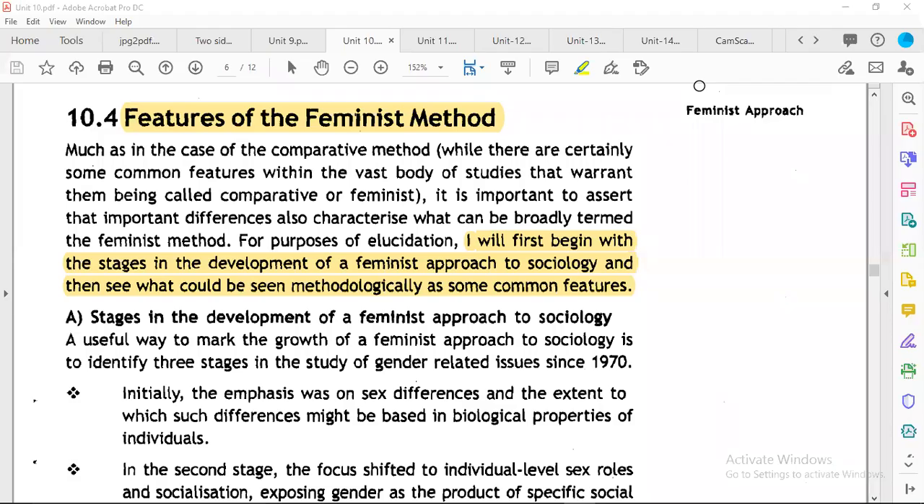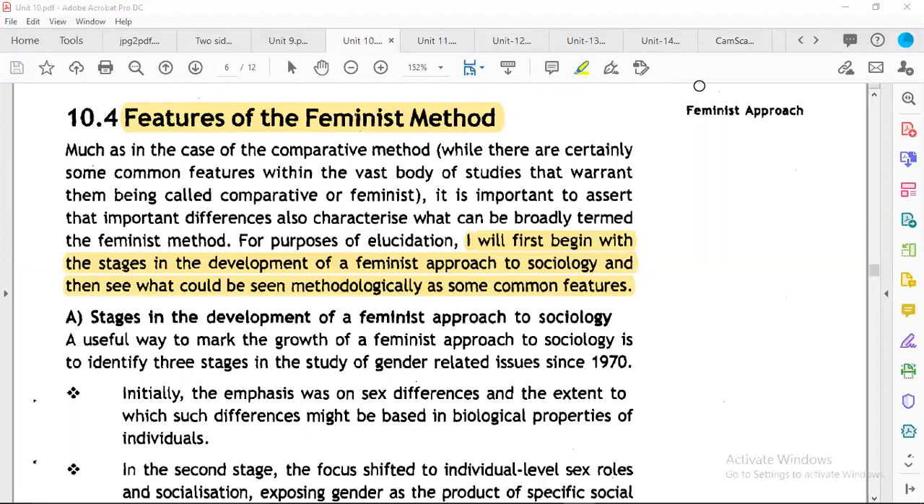Before we start, what are the features of the feminist method? We have to understand some simple things. First of all, sociology is mainstream sociology. That means the theorists like August Comte, Emile Durkheim, Max Weber are all male. That means sociology is, from the very beginning, preoccupied by male theorists.